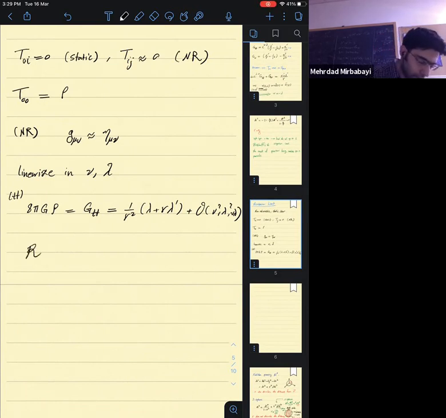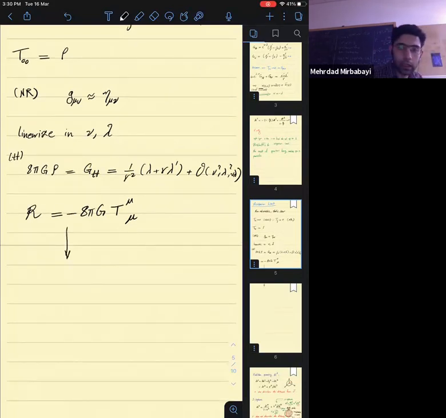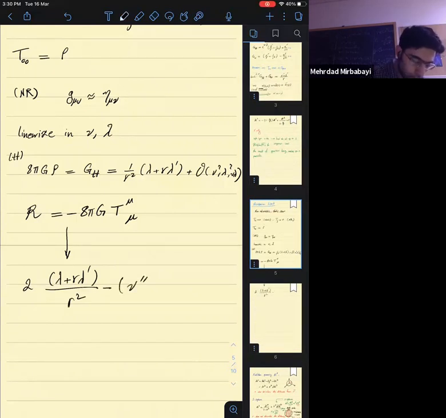to look at the trace of the Einstein equation. So the trace of the Einstein equation gives me R equals minus 8 pi G times T^mu_mu, because the trace of the Einstein tensor is minus the trace of the Ricci tensor. It's minus the scalar Ricci. And again, this equation, if I linearize, I will get twice lambda plus r lambda prime divided by r squared, minus nu second plus 2 over r nu prime. So that is R.